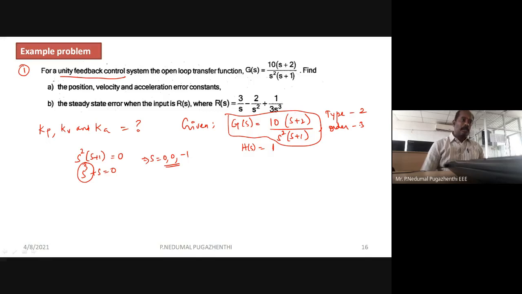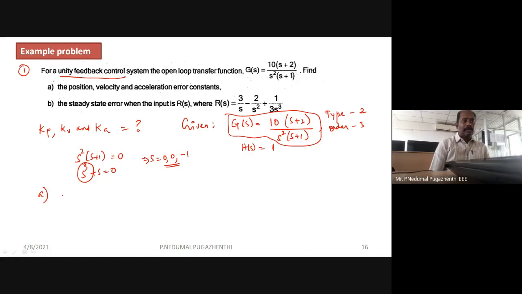Okay, then let me proceed with the problem. No response is coming out. So I will start with what is asked. Actually, they are asking for position, velocity and acceleration constants. Then they have given a specific input. They are asking for what is the steady state error. Okay, so let me try that.